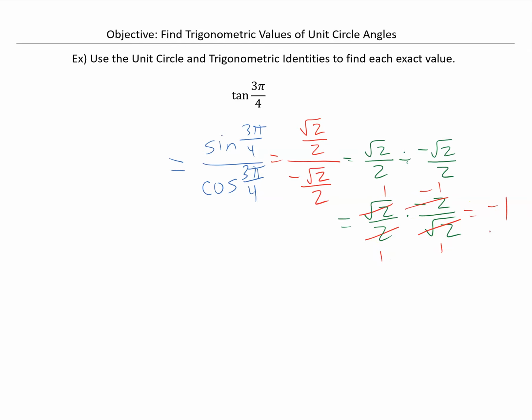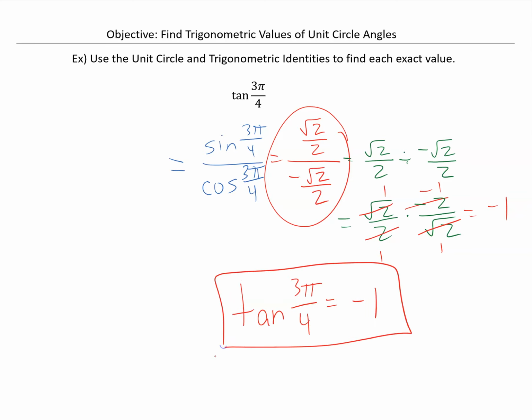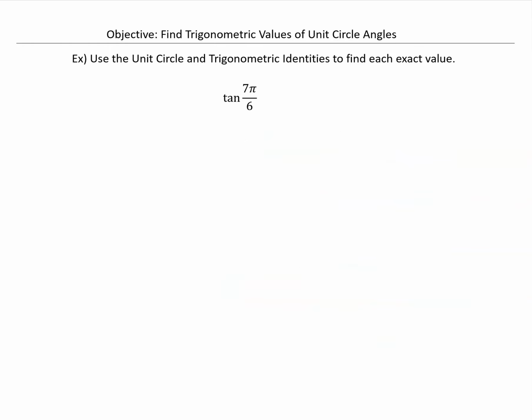So that gives us a negative 1, which of course is what we get when we take a number divided by its opposite. So our tangent of 3 pi fourths is equal to negative 1. All right, moving on. Let's take a look here at our tangent of 7 pi 6 radians.